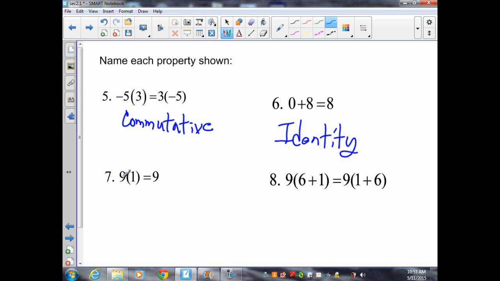Number 7, 9 times 1 equals 9. Identity. Number 8, 9 times 6 plus 1, 9 times 1 plus 6. Again, the trick here is you're looking at the parentheses and thinking associative. But notice the order changed. 9, 6, 1, 9, 1, 6. So this is the commutative property, change order.